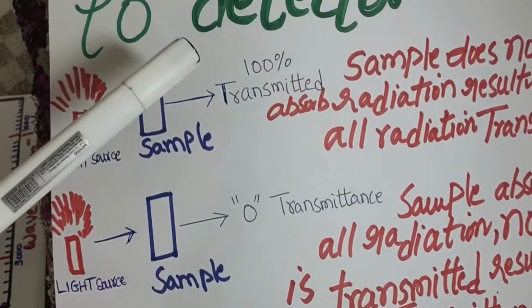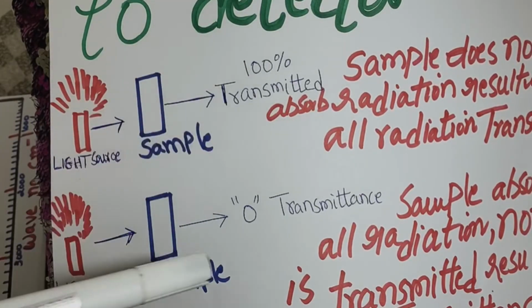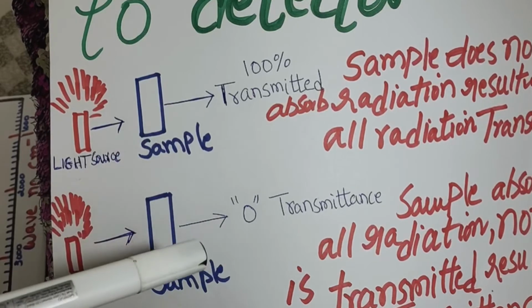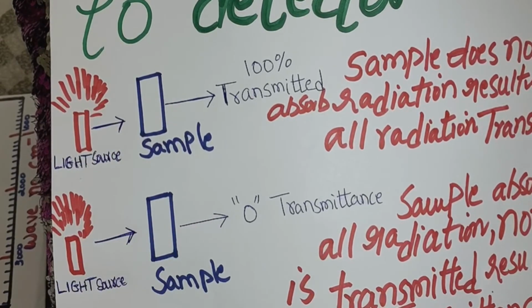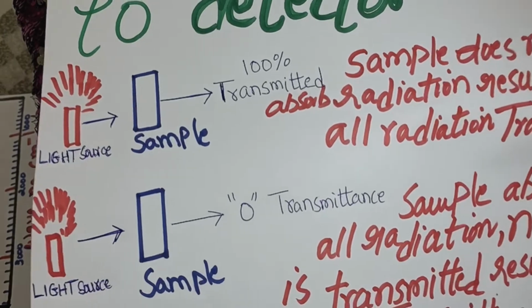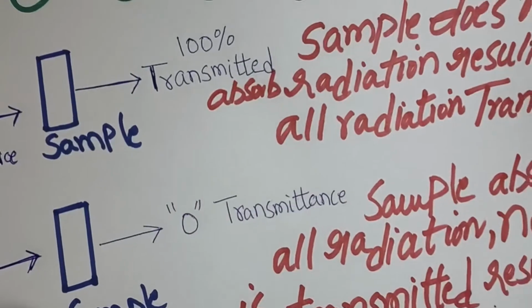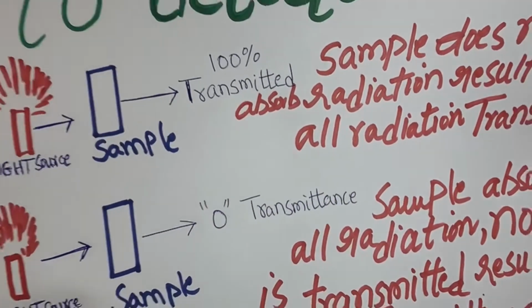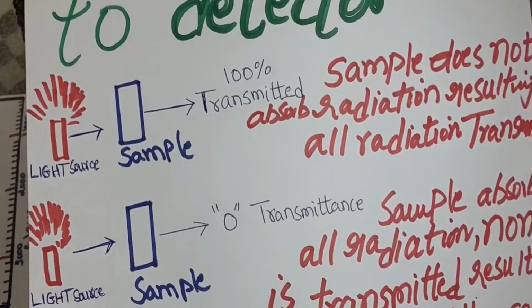Someone can ask you how you will be able to get 100% transmittance and how you will get 0% transmittance. How can you distinguish between these two? You can explain with the help of this very simple drawing, in which you show a light source, a sample, and the percentage of transmission.